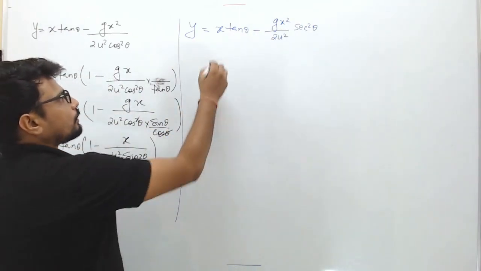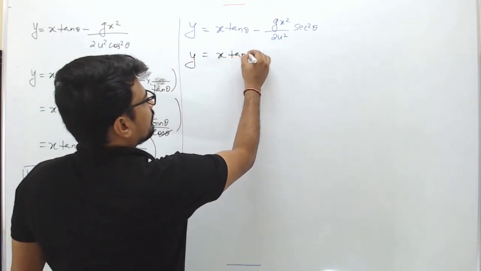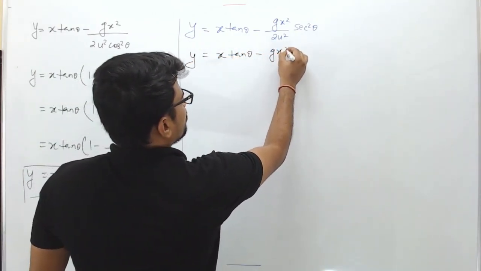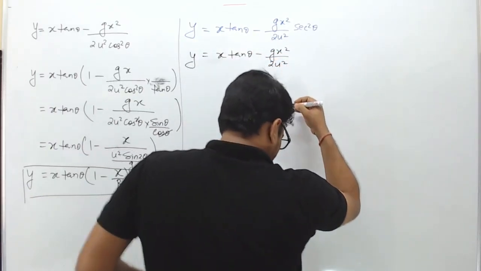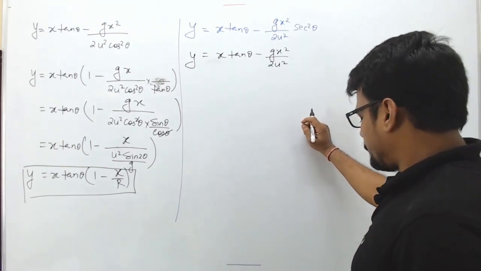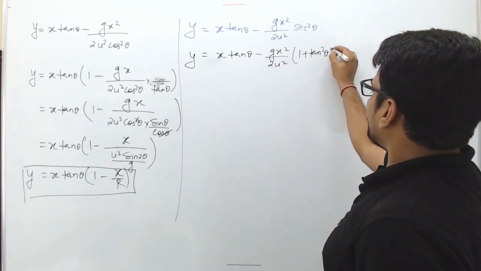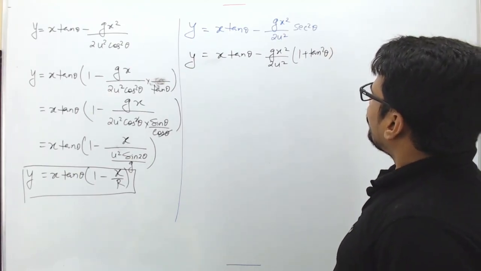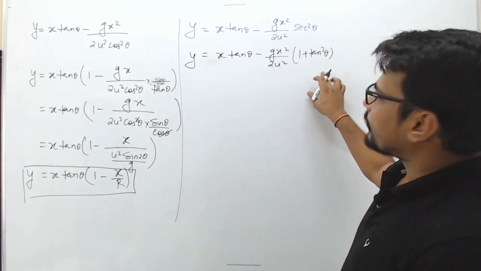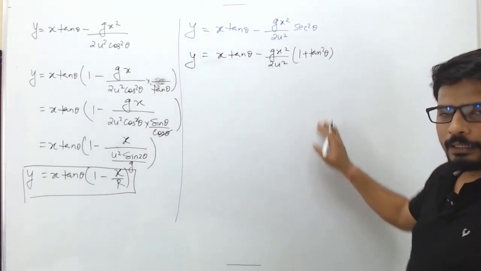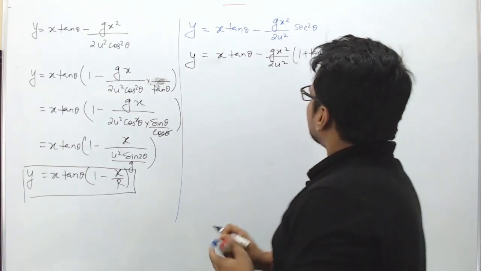All good? So, what we can do is y could be written as x tan theta negative gx square upon 2u square, and sec square theta could be written as 1 plus tan square theta. Looking at this, I can actually get a quadratic in terms of tan theta. Let's do that.